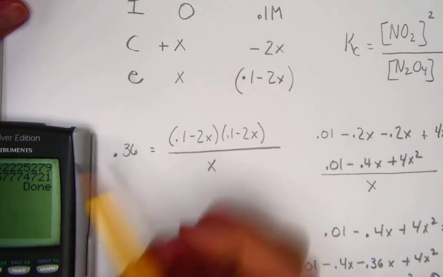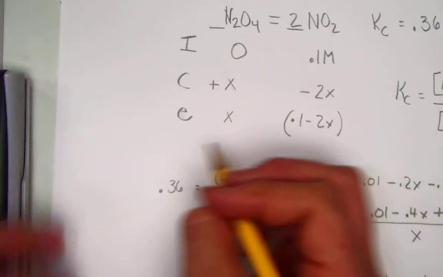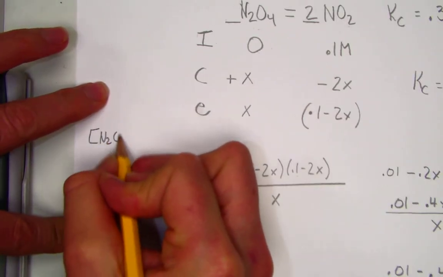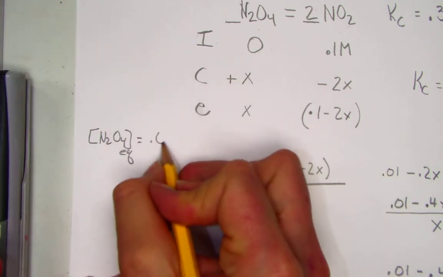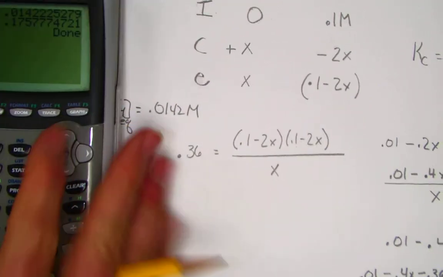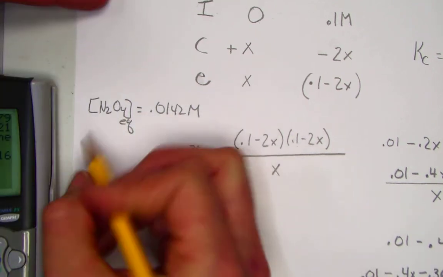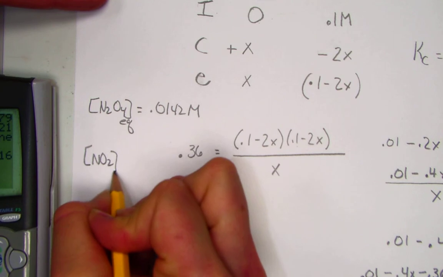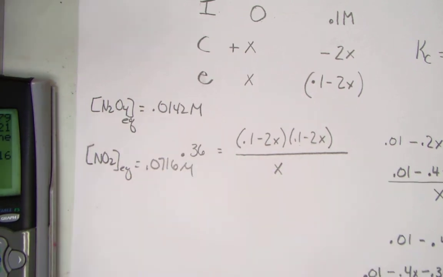I go back to the equilibrium value. The concentration of N2O4 at equilibrium is the value of x. So that's 0.0142 molar units. 0.1 minus 2 times our value of x leaves us an equilibrium concentration of NO2 to be 0.716 molar units.